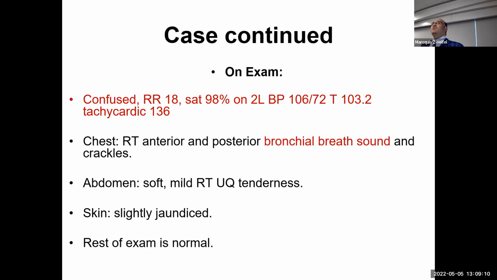On exam, she's confused, respiratory rate 18. Every word in red means something, so pay attention to that because we will go through some questions. Confused, respiratory rate 18, saturation 98% on 2 liters, blood pressure 106/72, febrile 103.2, tachycardic 136. Chest examination, right anterior and posterior bronchial breath sounds and crackles. Abdomen soft, mild right upper quadrant tenderness, skin slightly jaundiced. Rest of exam is normal.